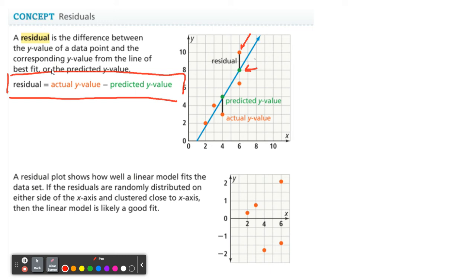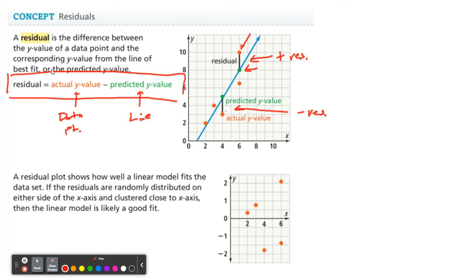This black line is a positive residual because the actual point is above the blue line. Whereas down here, you have the actual value and the predicted, and the actual value is below the blue line. So this would give you a negative residual. Again, the actual y value comes from the data point, and the predicted y value comes from your line of best fit.